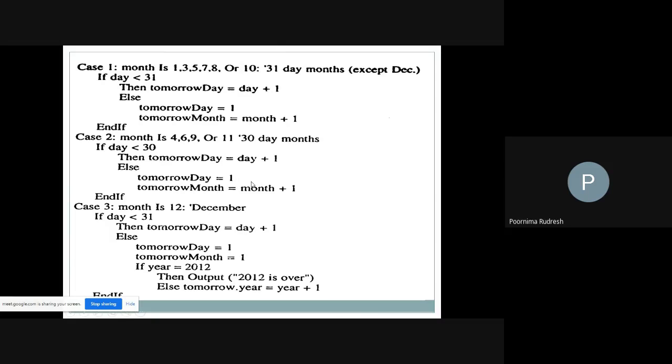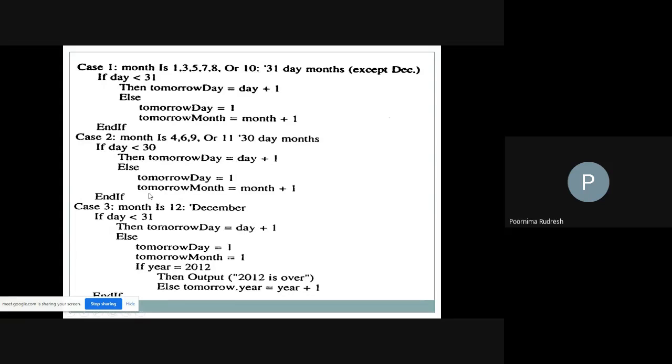So we are considering one more special case for December. Why? Because December is the last month in a year. So there we have to consider the change of the day, the change of the month, as well as the change of the year.